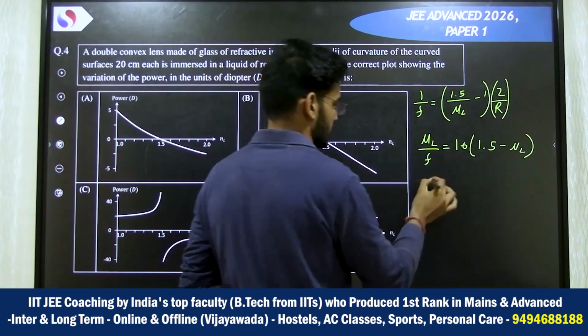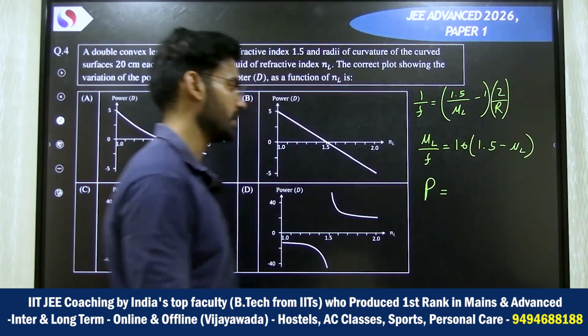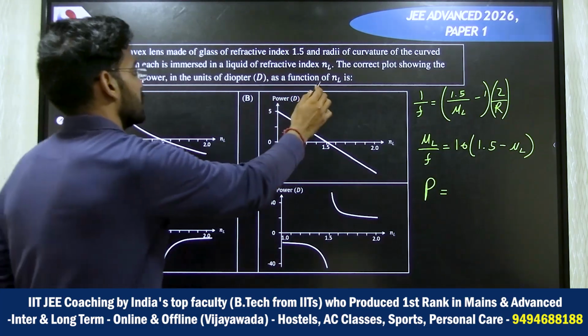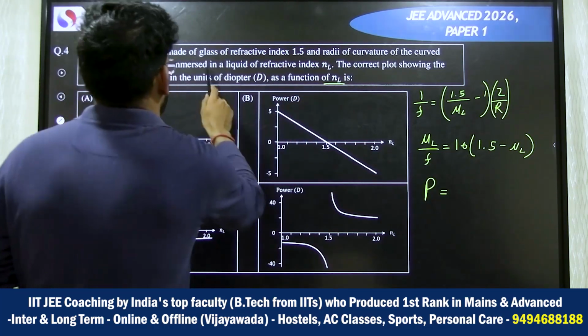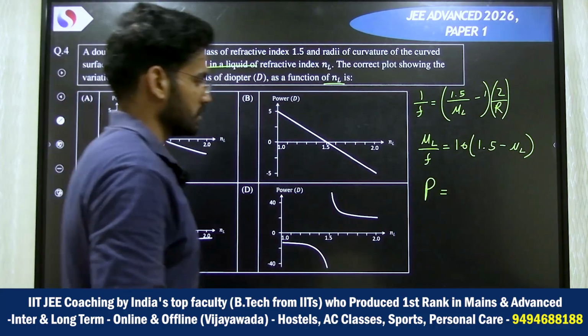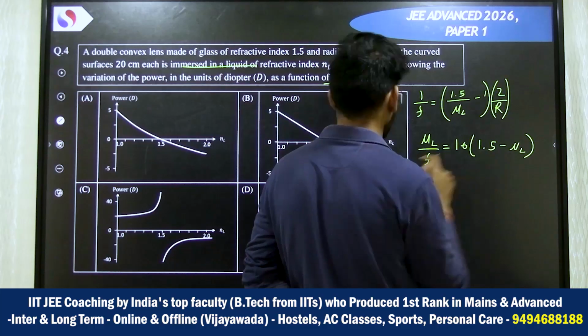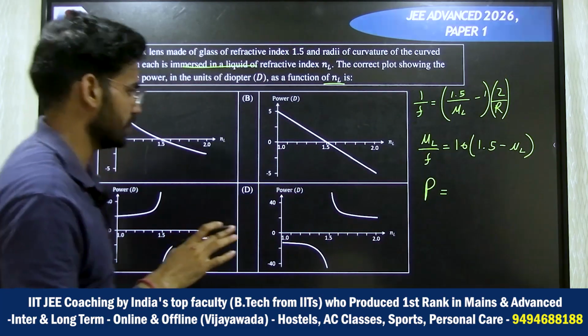This was the only thing. Sometimes generally we keep 1 by f as the power, right? Here mu L by f will be the power because he is inside the liquid, okay? Immersed in the liquid, correct? That's why power is defined like this. So here what will come? Maybe a contradiction is there. So wait for it.